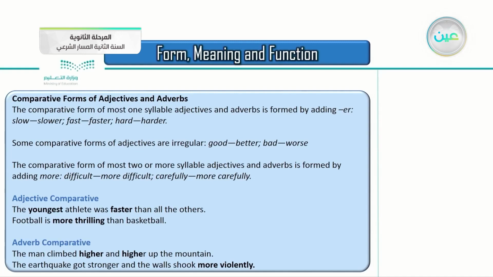Some comparative forms of adjectives are irregular. So we have some irregular forms. For example, good is better, bad, worse. So good, better, bad, worse.